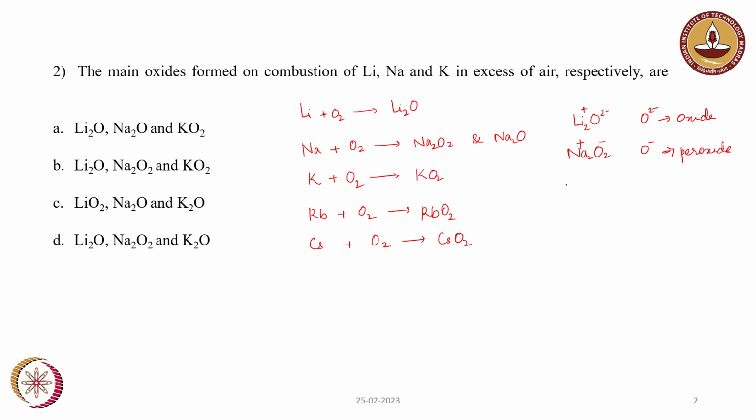And next one is superoxide, with potassium and oxygen. Potassium is in plus 1 charge, and the total O2 charge will be negative. There are 2 oxygens, so each oxygen should be minus half. So 2 into minus half will be minus 1. So that charge will cancel out with 1 positive charge. So O minus half is superoxide.